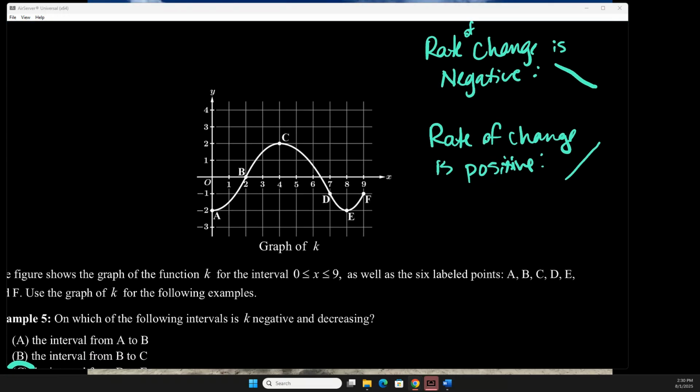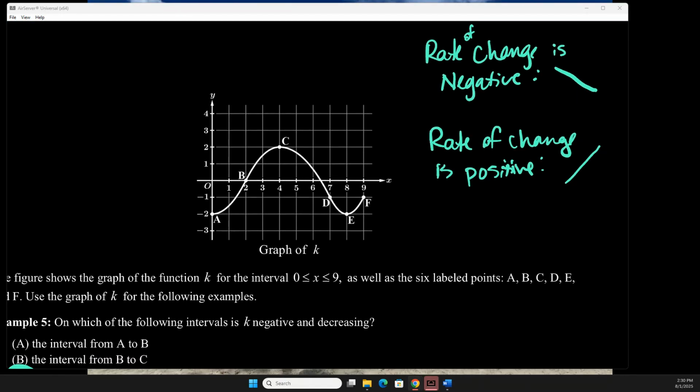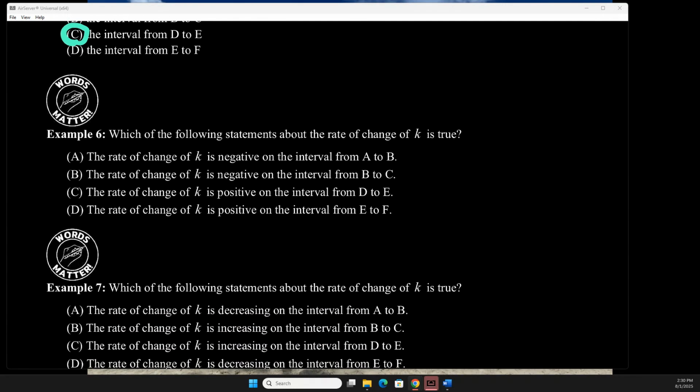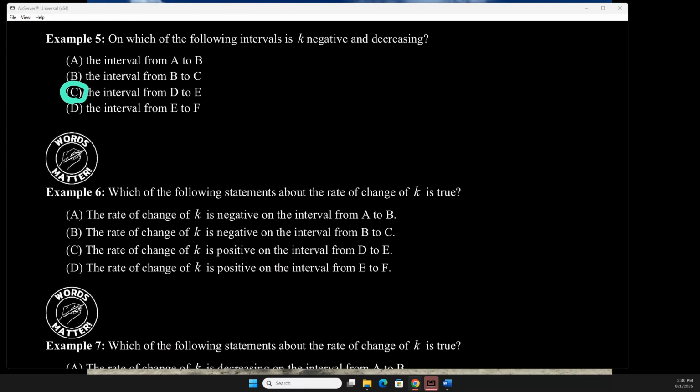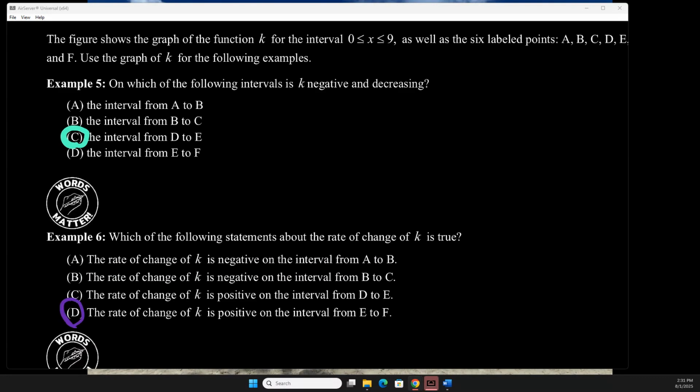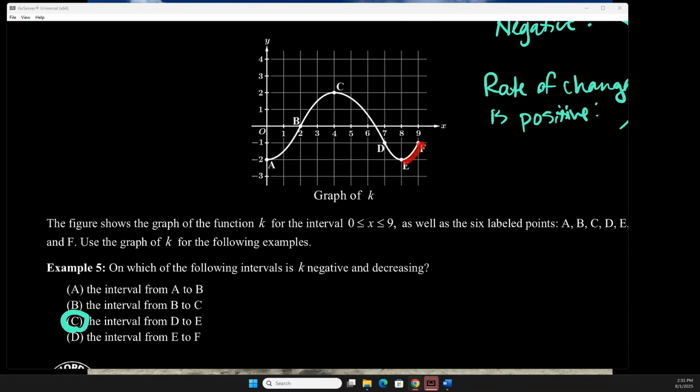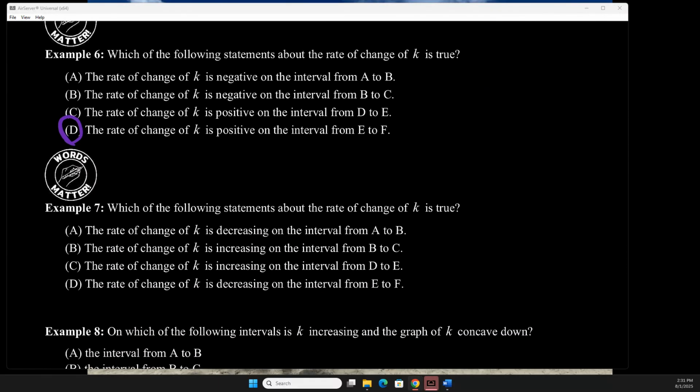Alright, and so that's it. So we're looking to see what's true about the rate of change. So you guys look at those choices. The rate of change is positive from D to E. I don't think so. It's okay. I read that wrong. What do y'all think? D. So the rate of change is positive from E to F. So that's this little guy right here. Positive slope is going to be positive. Fine.